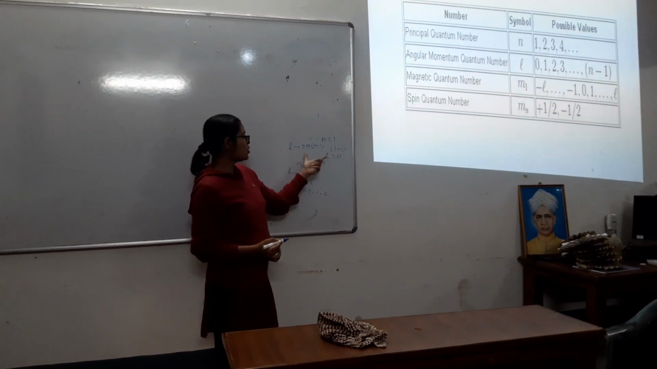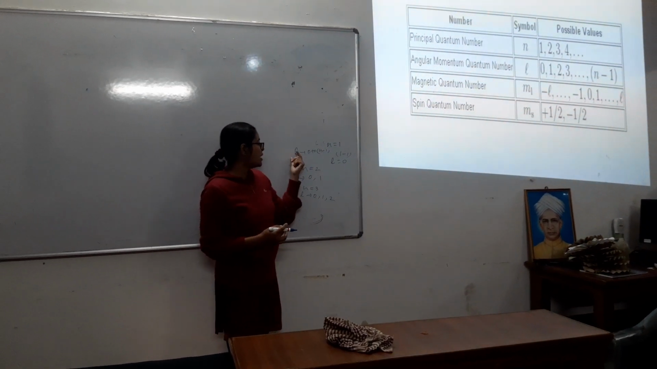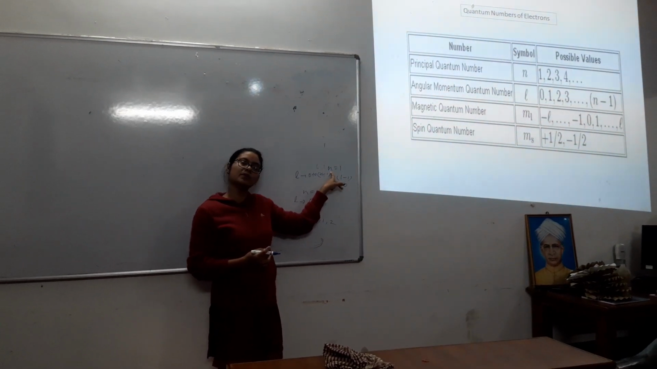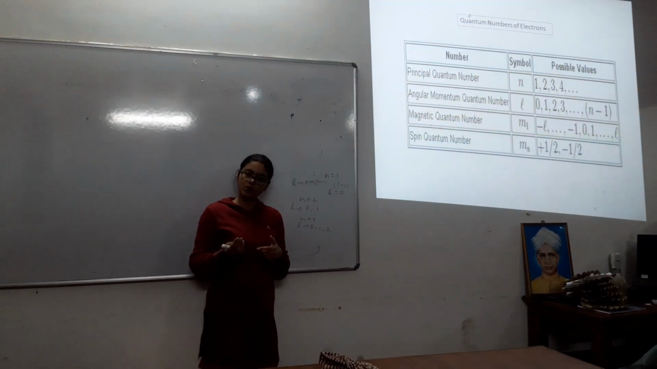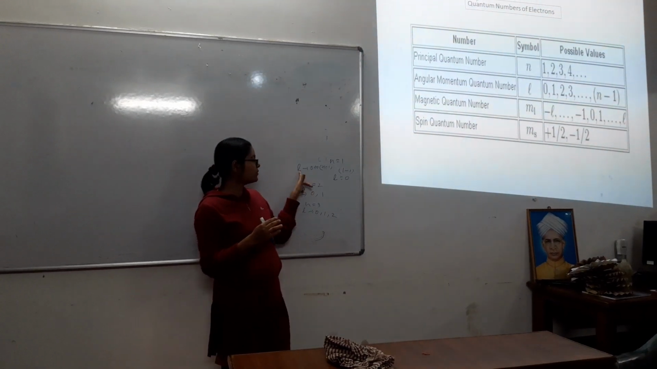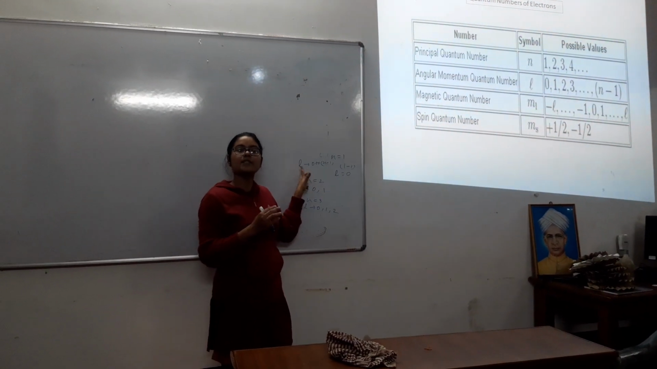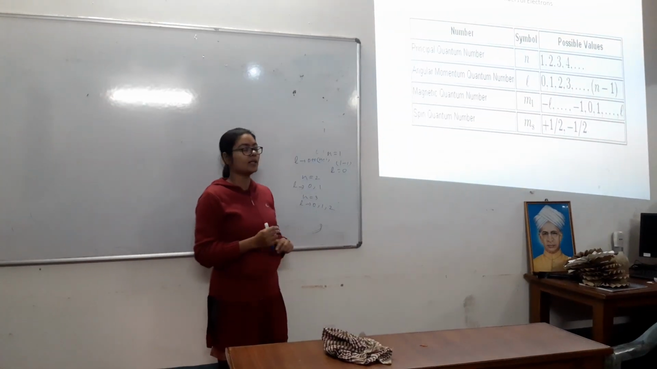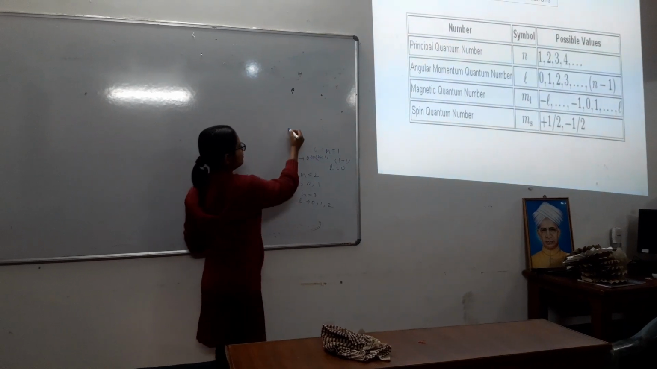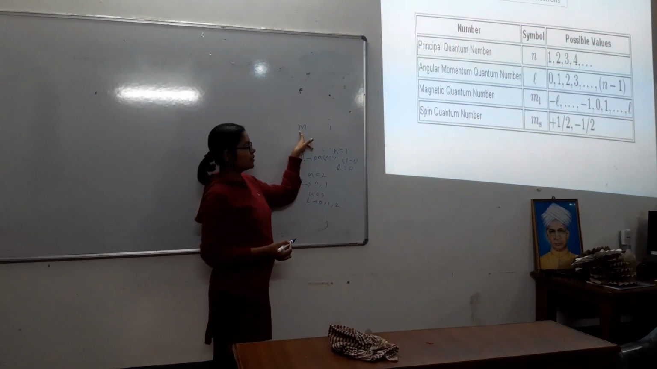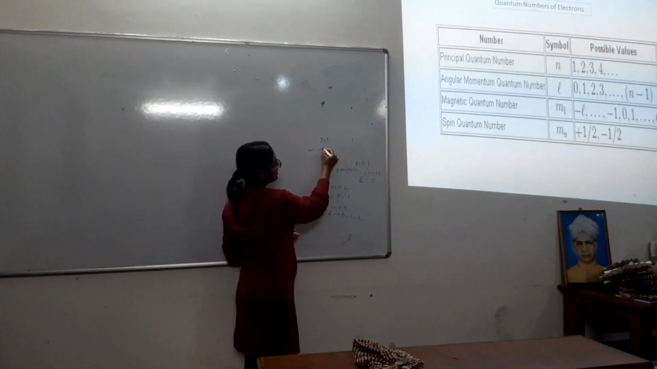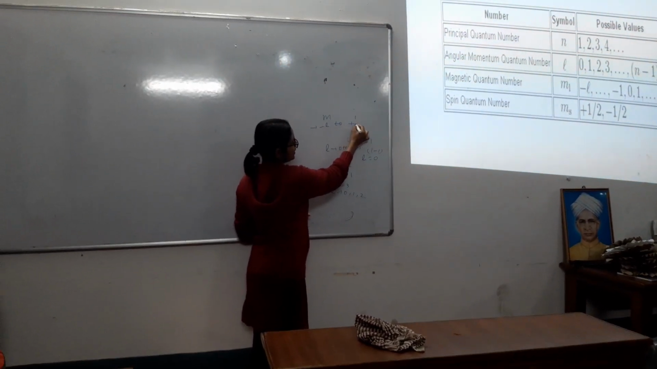So we can see the azimuthal quantum number depends on the principal quantum number n. If we know the value of the principal quantum number, we can know the values of the azimuthal quantum number because it depends on the principal quantum number. Now the third quantum number is the magnetic quantum number m. This m depends on l. The m value is from minus l to plus l.